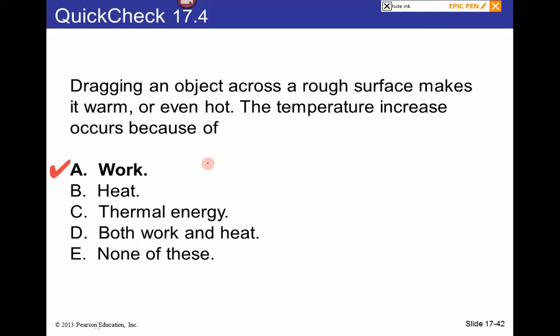And it's work because you're dragging the object, right? So there is a rough surface here, there is friction here, but you're dragging the object, right? So you're doing work while you're pushing here, or pulling here. There has to be a force that pulls the object, and that energy, that work, is all being converted into heat at the surface.